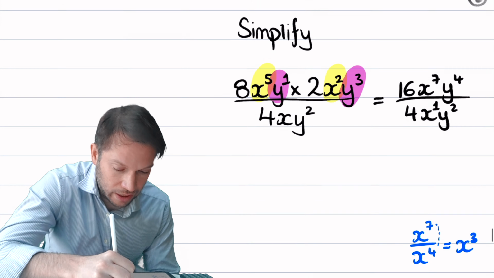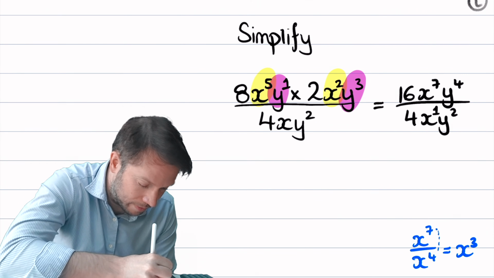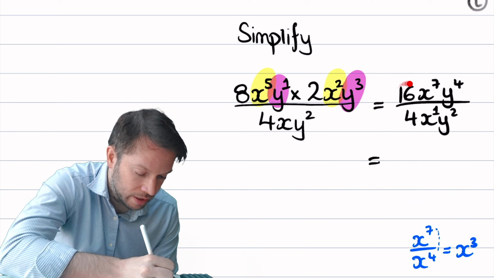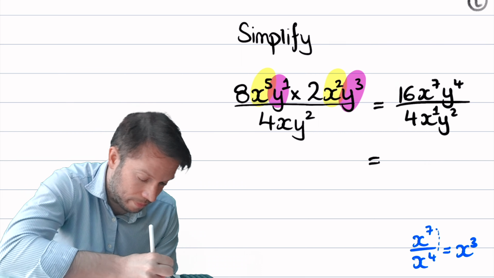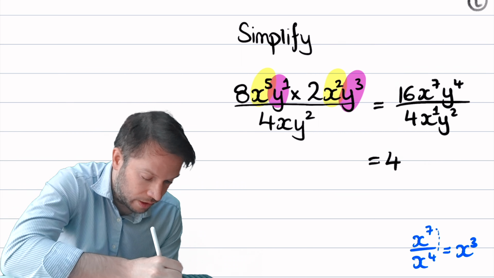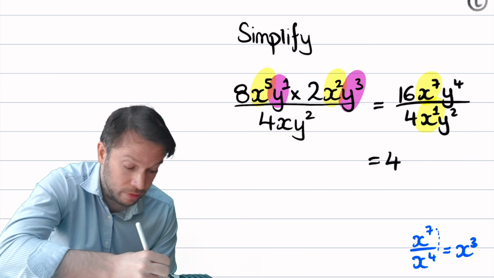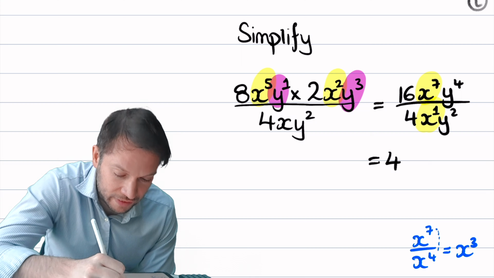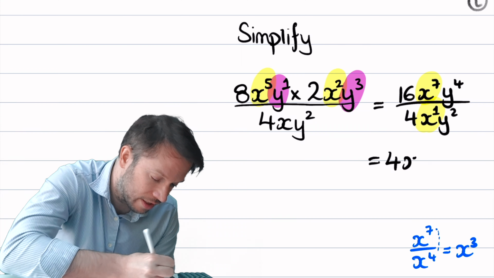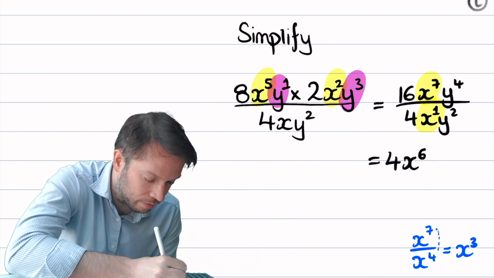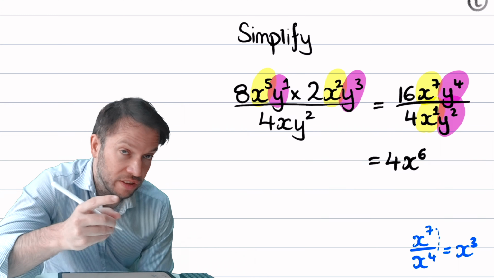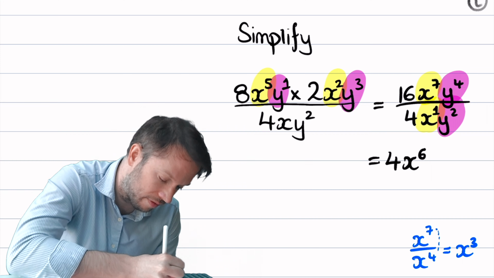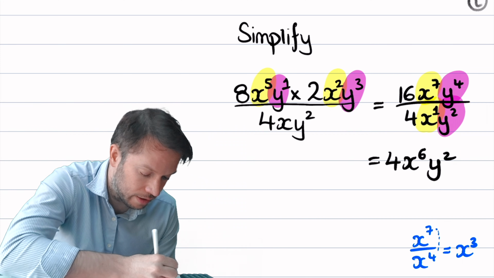So we can use that for this problem here. Firstly, we do the coefficients, the numbers on the front, divided by each other. 16 divided by 4 is 4. Next, we're going to do the x to the 7 divided by x to the 1. We subtract the indices. 7 minus 1 is 6, so we get x to the power of 6. And then we're going to do the y to the 4 divided by y squared. We subtract the indices. 4 minus 2 is 2, so we're going to get y to the power of 2. And that is the final answer.